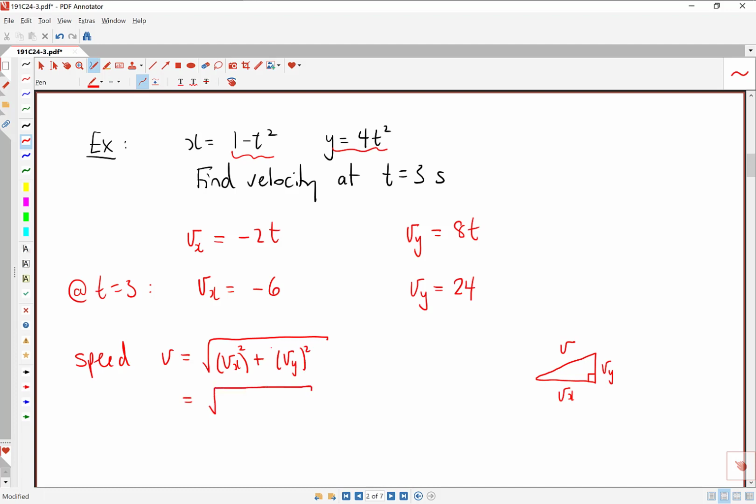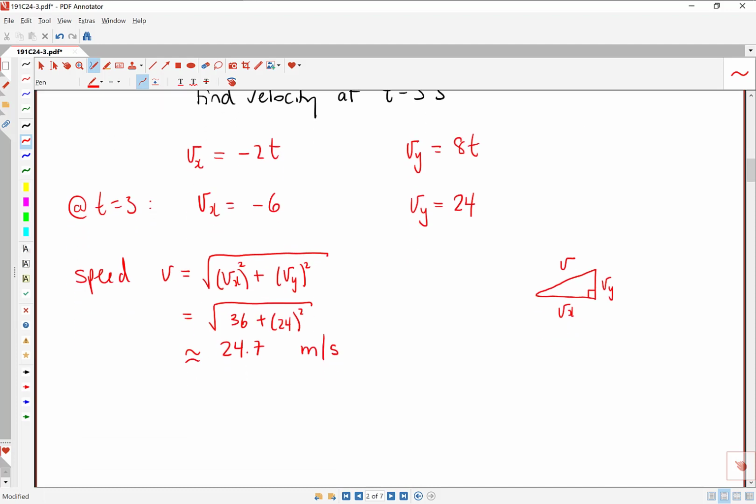So that's the square root of, well, the square of -6 is 36, plus whatever 24 squared is. We'll put that into our calculator and we'll just round off. So that's about 24.7, and nice to give units in our answer. So that's meters per second.